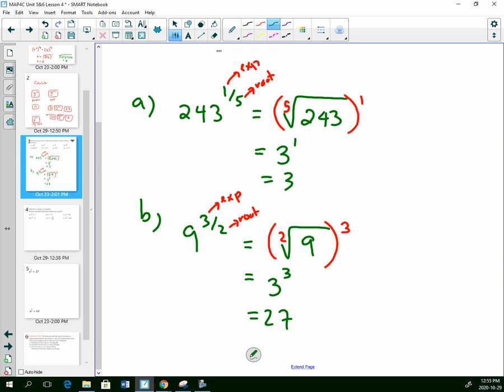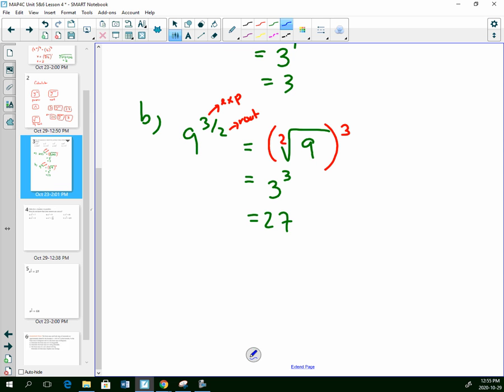Or you could do it, I'm just going to write this out again. So we could do the power first and the root second if you want. So we could say 9 to the power 3 and then square root. I like to do the root first because I can generally do it in my head because I am working with a smaller number. So if I square root 9, I get 3. I can do that in my head, and then I know 3 to the power 3 is 27.